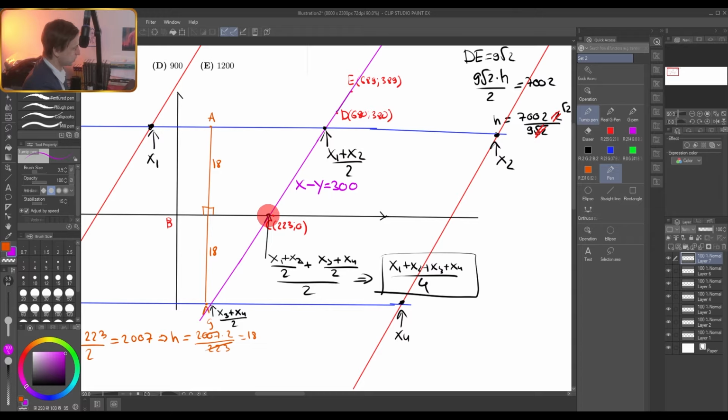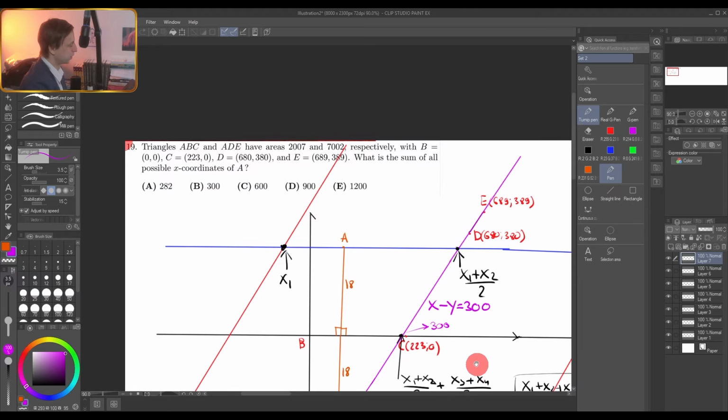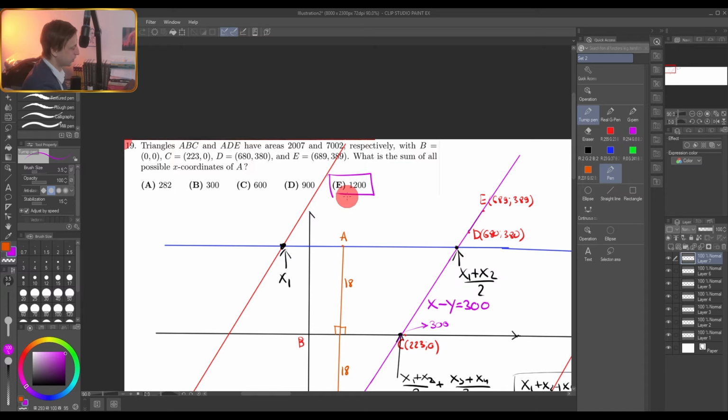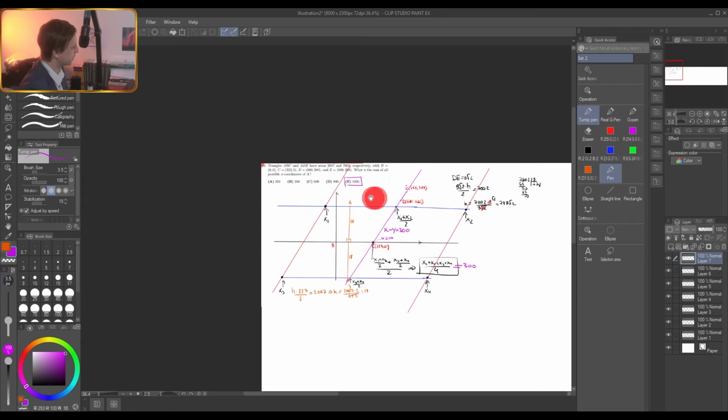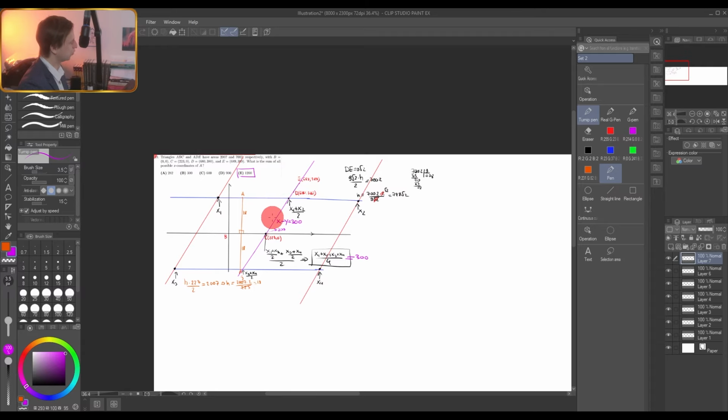So in this case, y equals 0, and therefore this coordinate of intersection is 300. So this is 300, and therefore this is 300. And from here we get that the sum of these four coordinates equals 1200. And 1200 is the right answer for this problem. So this is it. Let's go to the next one.